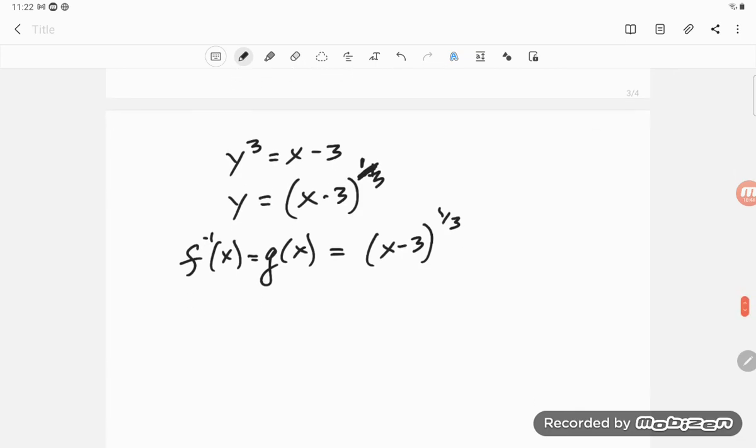Okay, so we'll stop there with this part of the introduction to inverse functions, and we'll do some derivative problems after this.